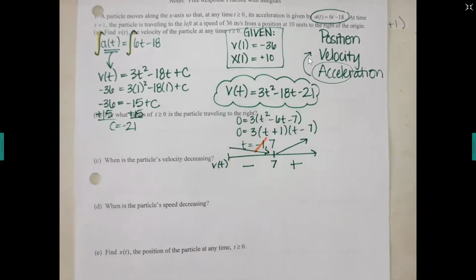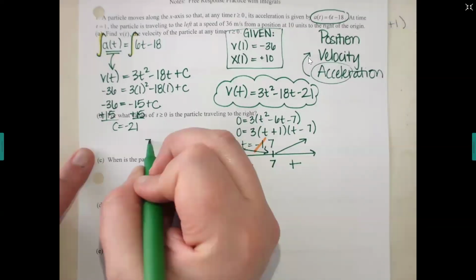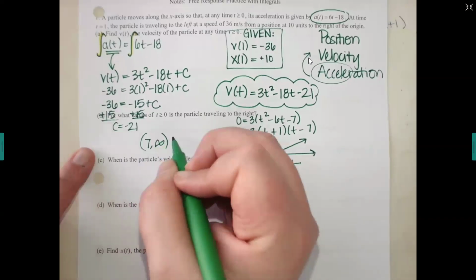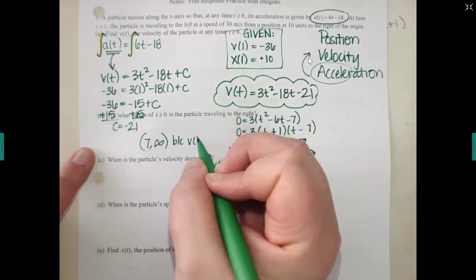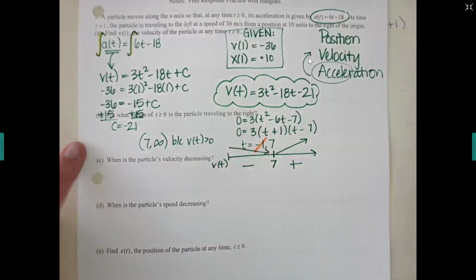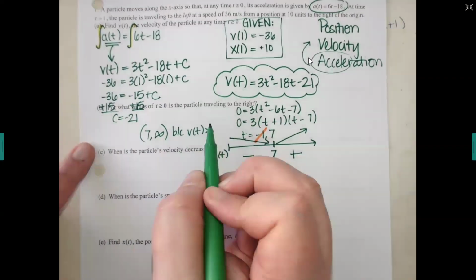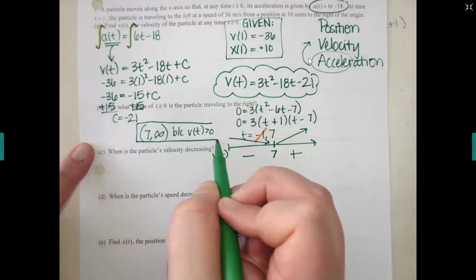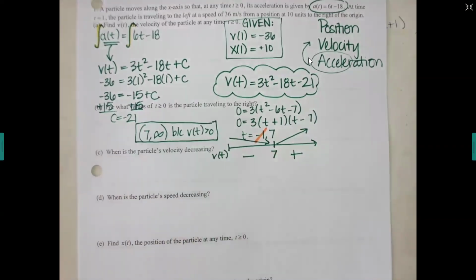Specifically, the question's asking on what interval it's traveling to the right. So we would say from 7 to infinity. If it asks you to justify, because velocity greater than 0. Okay, that would be your answer. If I wanted my particle traveling to the left, then I'd be looking for a negative velocity and I would have put 0 to 7.